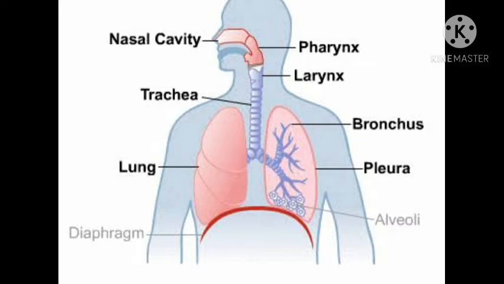Here we have to concentrate only on lungs. A pipe-like internal organ carries the air we breathe in into the lungs. It is called the windpipe. The windpipe separates into two branches. Each branch is called a bronchus. Can you see the bronchus, students?